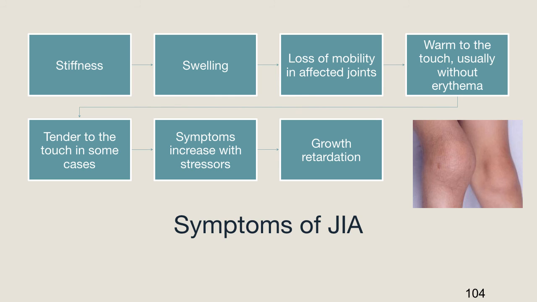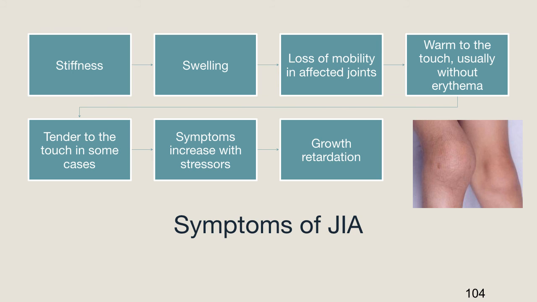So the symptoms that we see are the same kind of symptoms that we would see with other forms of arthritis. Stiffness, usually worse in the morning than in the evening. Swelling, you can see the difference between this child's right knee and their left knee. Loss of mobility in the affected joints. If you've got stiffness and swelling, you're not going to be moving that joint very much. Often, if you touch it, it's warm to the touch, usually without erythema. So it's warm to the touch, but it's not red.